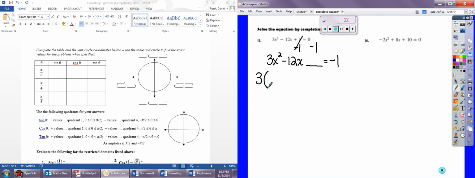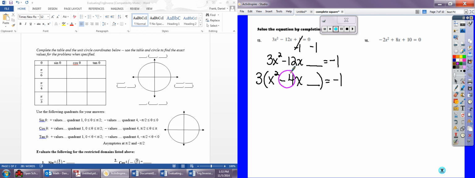So I'm left with 3 times x squared minus 12? No, 4, because you factor out the 3. 4x blank equals negative 1. Now we need to figure out what that blank is going to be. And we use our new b. We use this number right here.